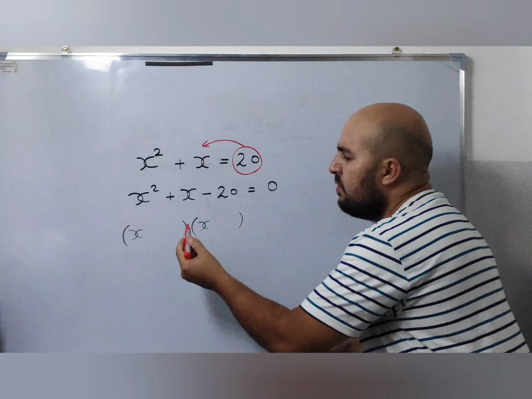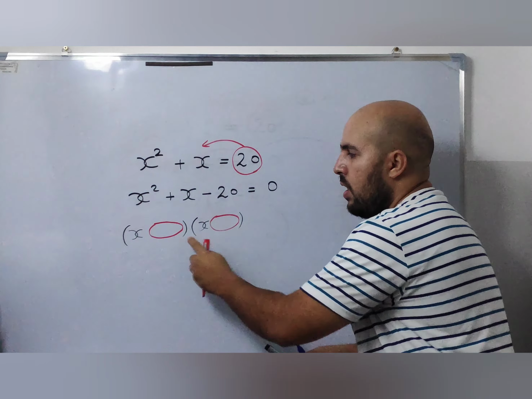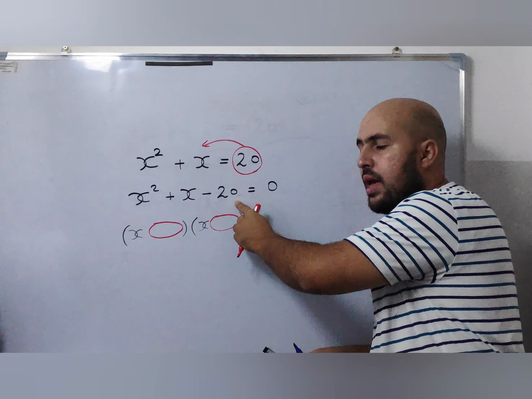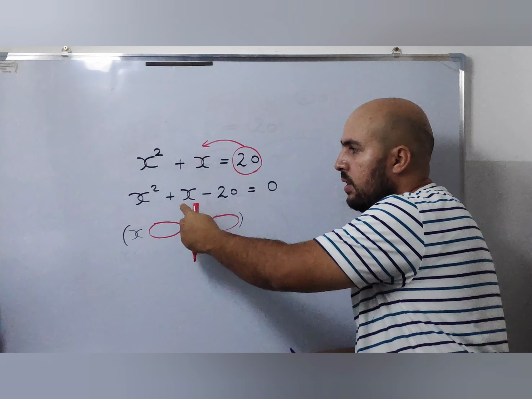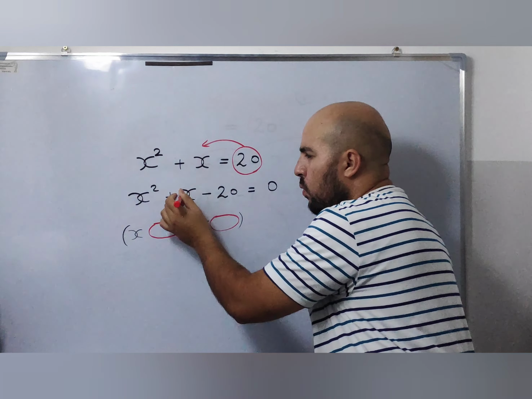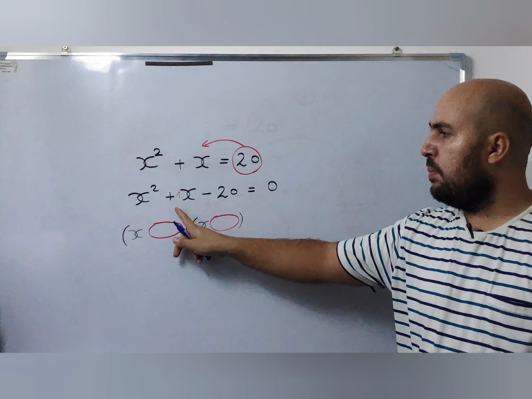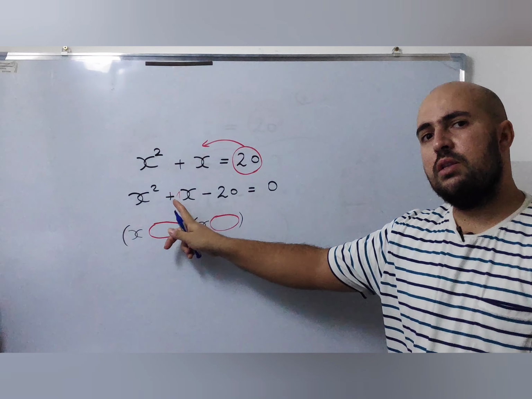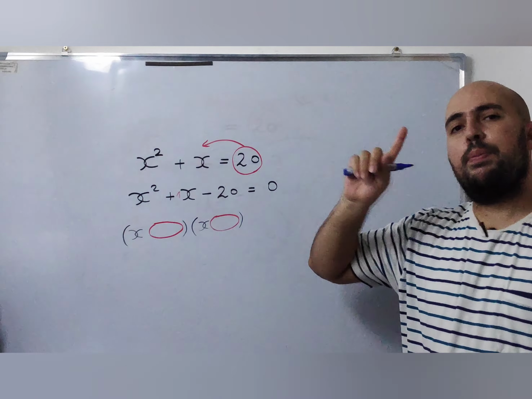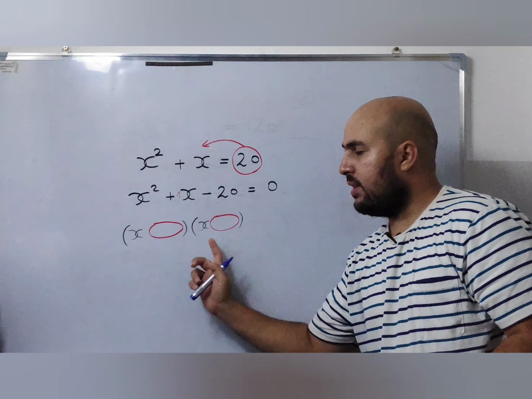Now, we are looking for two numbers here that when you multiply them by each other, they will give you 20. And when you add them to each other, they will give you, very good, positive 1. And why did we say positive 1? Because the variable x here doesn't have a number next to it. So the coefficient of this variable is positive 1 or negative 1 depending on the sign. Good. Now, let's take a look at these numbers first.